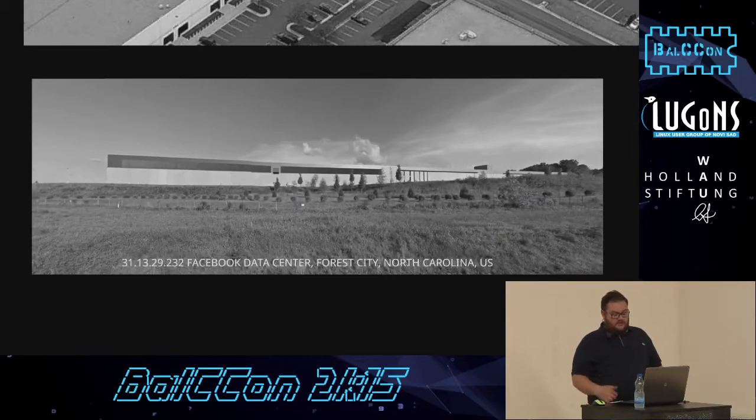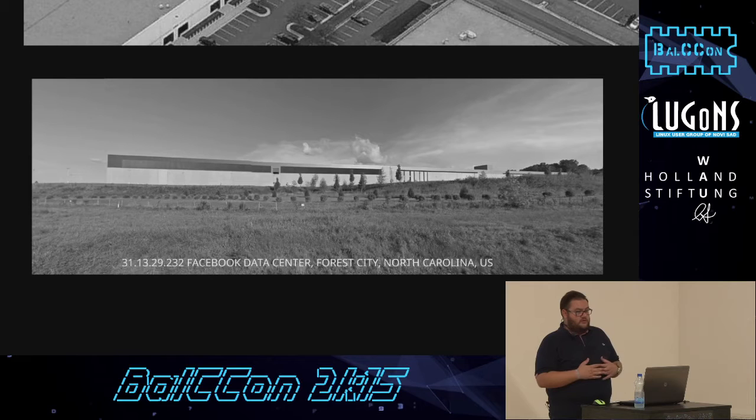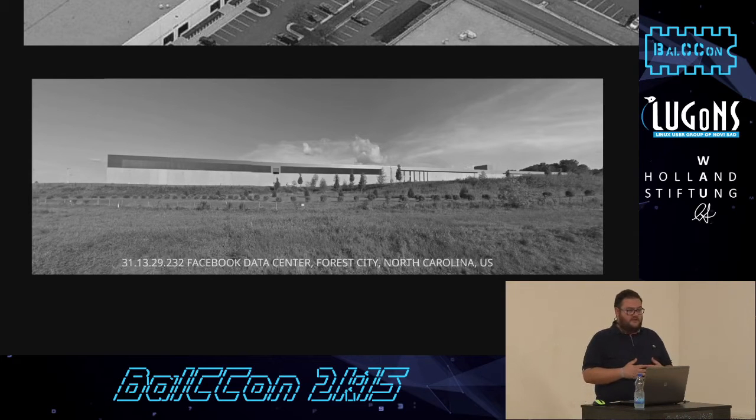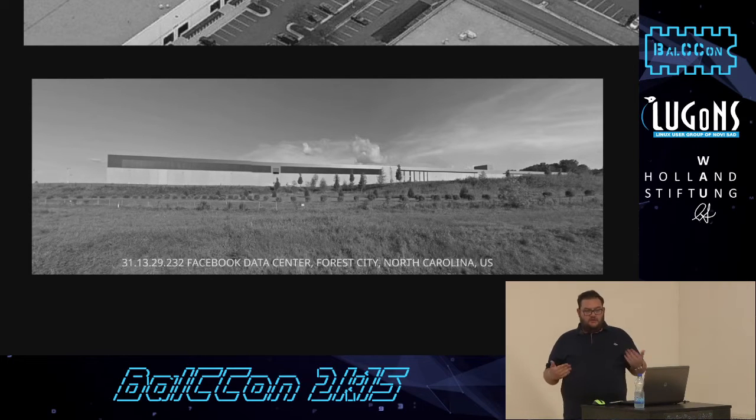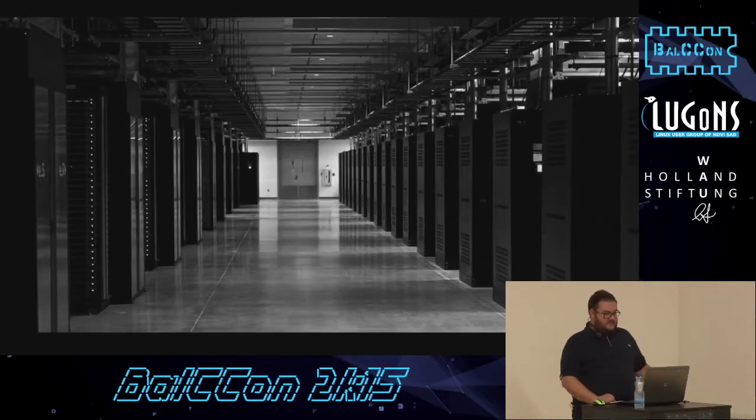And it reaches the destination, which is the Facebook data center in Forest City in North Carolina in the U.S. Something worth noting about this building is that Facebook cannot build it fast enough to host all the servers they use, so they constantly buy new land and build the place, which on the inside looks like this.